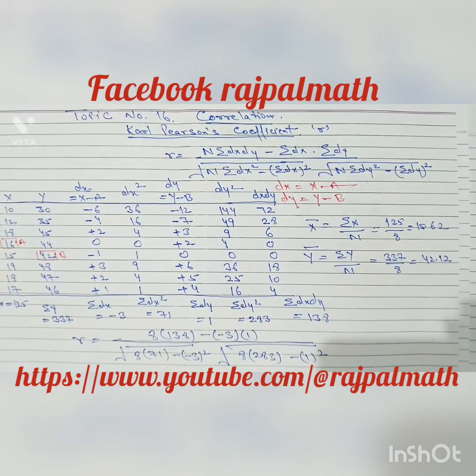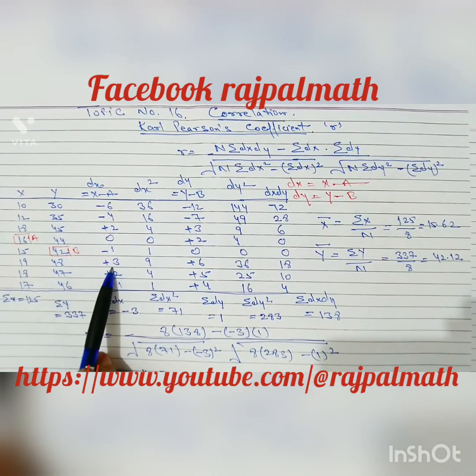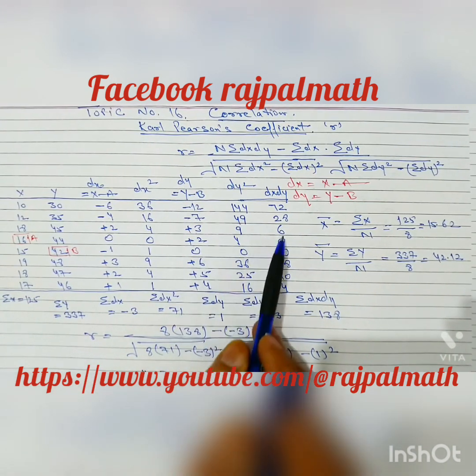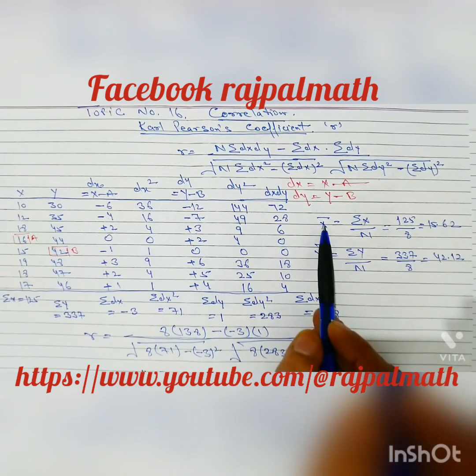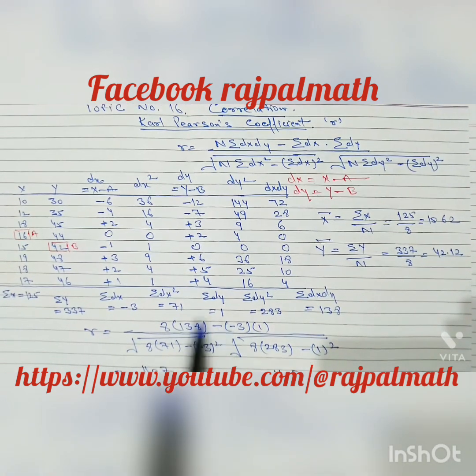It is 0.98. X and y values are given. Find dx, then dx square. Find dy, then dy square, then dx dy. Calculate the mean of the x series and the mean of the y series. Now apply the Karl Pearson method.